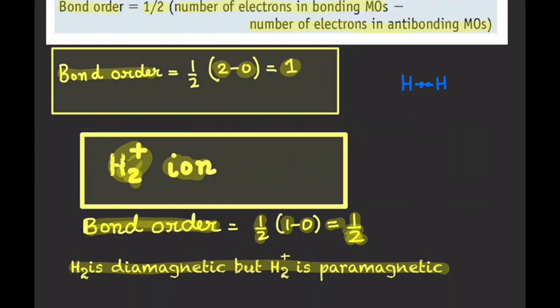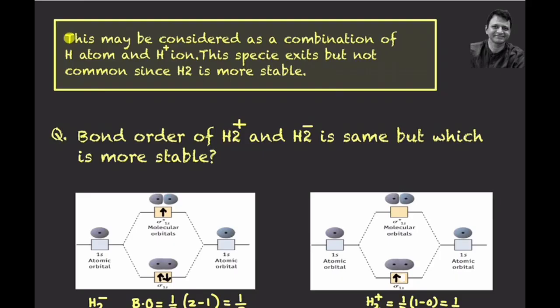The magnetic behavior of a diatomic molecule and a diatomic ion can be explained with the help of molecular orbital theory. So about H2 plus ion, we can say that this may be considered as a combination of hydrogen atom and H plus ion. This species exists but is not common, since the H2 molecule is more stable. H2 plus exists, but it is not as stable as the H2 molecule.